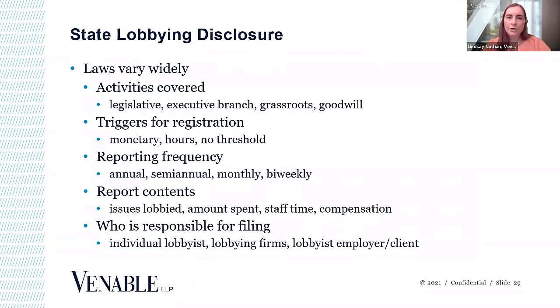So in terms of state lobbying disclosure, as I previewed at the beginning of this section, I want to reiterate that the laws vary quite a bit across jurisdiction. And this says state, but you should assume that this also includes local jurisdictions. Sometimes states regulate lobbying, sometimes a local jurisdiction, a city or a county, will regulate lobbying and have its own lobbying registration and reporting regimes. As I mentioned before, it could cover legislative branch, executive branch, grassroots activity, and goodwill contacts. So, you really should consult with counsel to understand what the various obligations are within each state, whether there are any local rules to follow, and how that might require you to be registered and reporting on the state or local level as well.